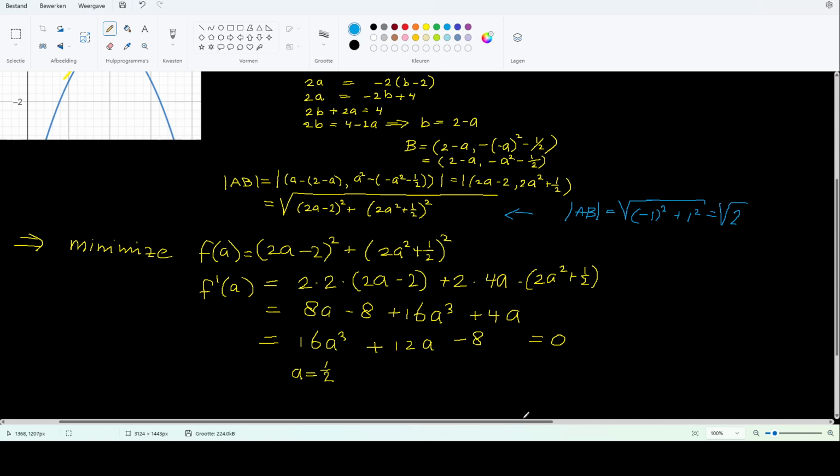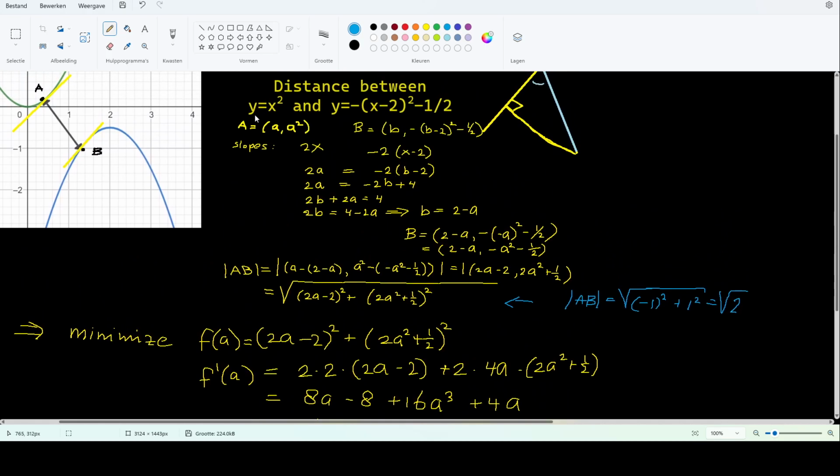If we want to, we can also calculate the coordinates of A. So let's go a little bit up, because we can substitute 1/2 in here, and we can substitute 1/2 in here, and then we get our coordinates. So A will actually be 1/2, 1/4. It will be that point. B, well, we have to figure out what is b. B is 2 minus a, which will then be 2 minus 1/2. So that's 3/2. So the value b is actually 3/2.